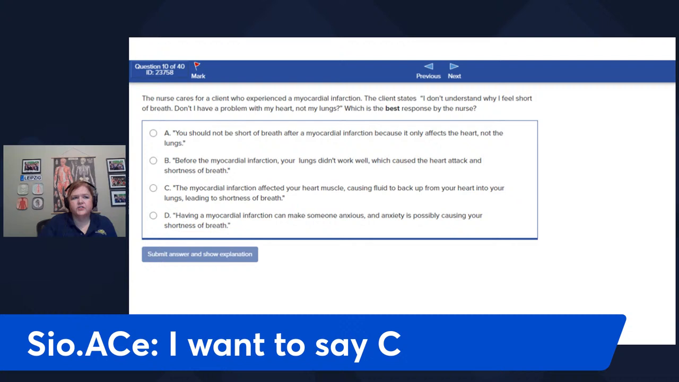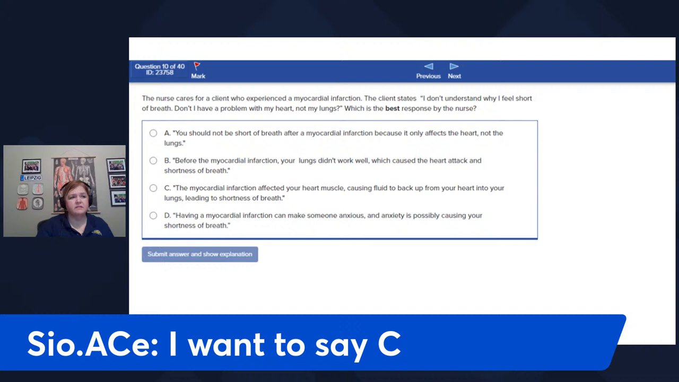Before the myocardial infarction, your lungs didn't work well, which caused the heart attack and shortness of breath. That's really stretching it. That's not going to be our best answer. So I'm hoping we got something better in C or D. This one is talking about anxiety, which if I had a heart attack, I would be really anxious. This one is talking about it affected your heart muscle. That would make sense that a myocardial infarction would.